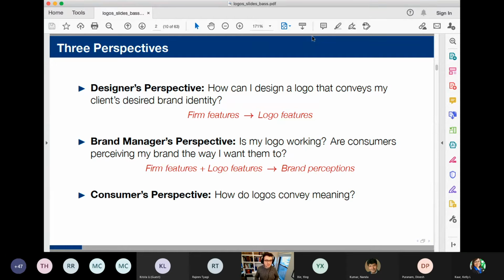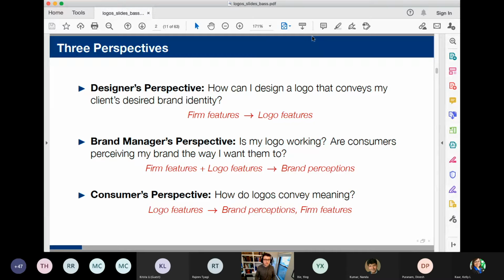Finally, in the third case, this consumer's perspective, thinking in general about how logos convey meaning, takes just the logo as input, maybe some context about where that logo is seen, and as output from that process, thinking in general, what might this brand do? What are my guesses about this company? And so these three perspectives, although all fundamental to those questions I had on that first slide, think about data in different ways. Different types of data are inputs and outputs from each of these three perspectives.